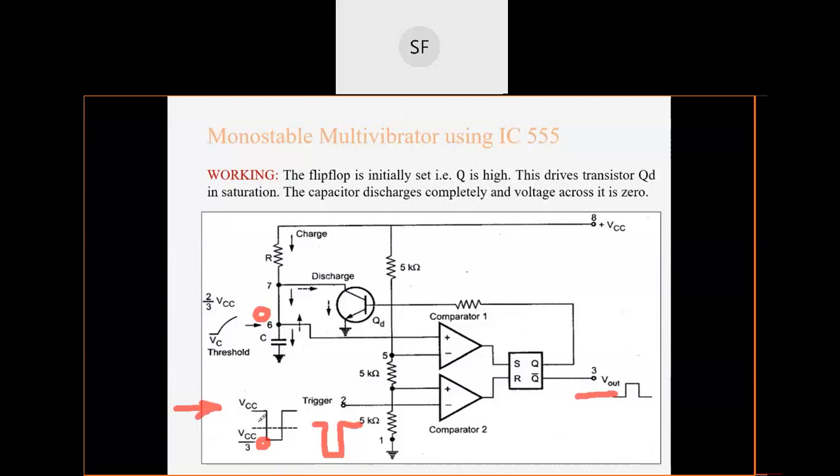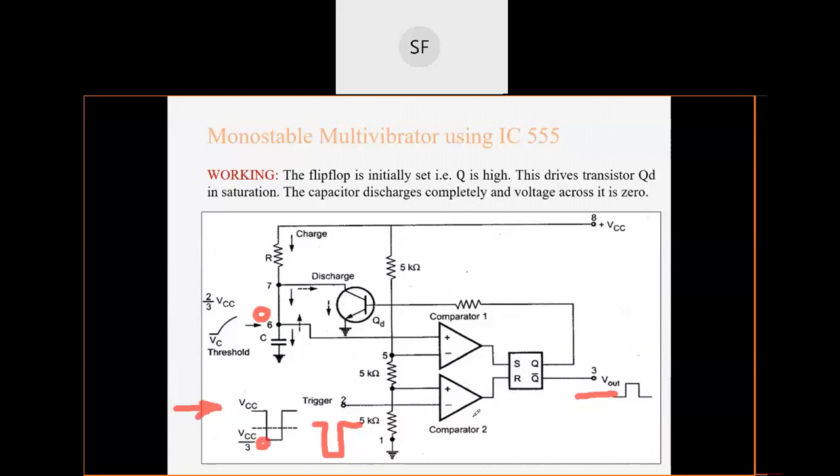Okay, now what will happen when you apply the negative pulse to the input trigger, that is at pin number 2, you are applying the negative trigger here, that is a negative pulse. So the negative pulse is nothing but its value changing from VCC to 0. While going from VCC to 0, one moment will occur where it also becomes less than VCC by 3, but that is obvious. So when its value becomes 0, at that moment what will happen, you can observe here.